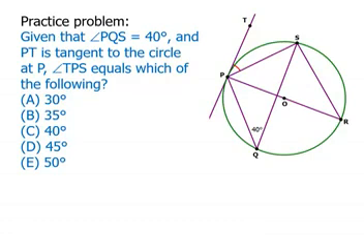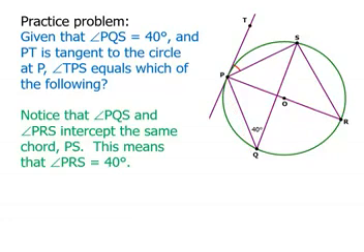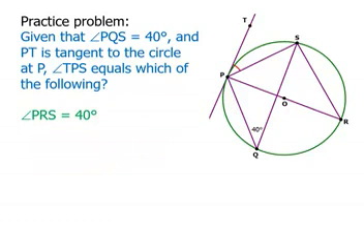So this is a complicated diagram, but it's actually not too hard of a problem. First of all, notice that angles PQS, this angle here, and this angle PRS, they intersect the same chord, the chord PS. And if two angles intersect the same chord, they have to be equal. So that means that PRS has an angle of 40 degrees.